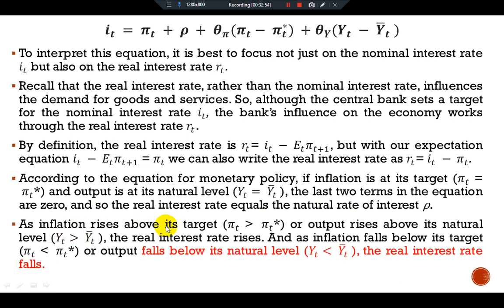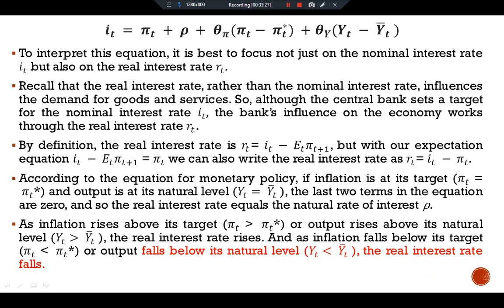As inflation rises above its target, pi_t greater than pi_t star, or output rises above its natural level, Y_t greater than Y-bar_t, the real interest rate rises. And as inflation falls below its target, pi_t less than pi_t star, or output falls below its natural level, Y_t less than Y-bar_t, the real interest rate falls.